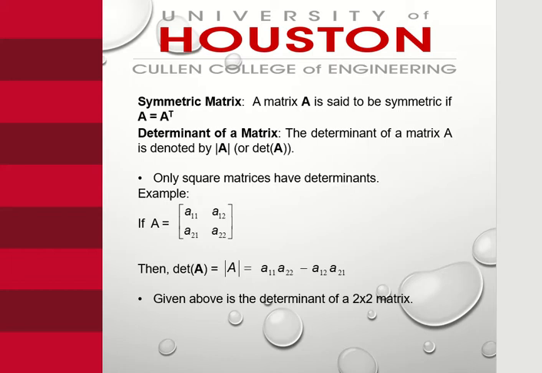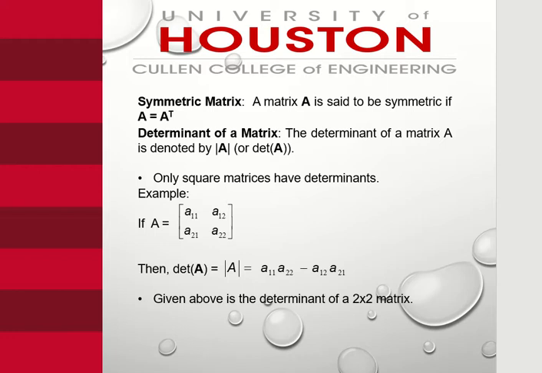What is a symmetric matrix? A matrix A is said to be symmetric if A is equal to A transpose. So if we have a matrix A and we perform transpose on it, and we find that the resultant matrix is again the same matrix, then we can say that it's a symmetric matrix.